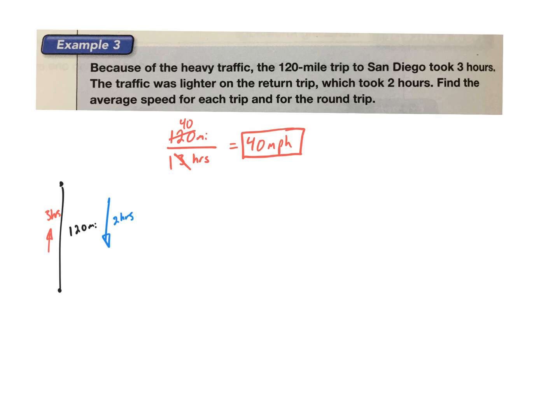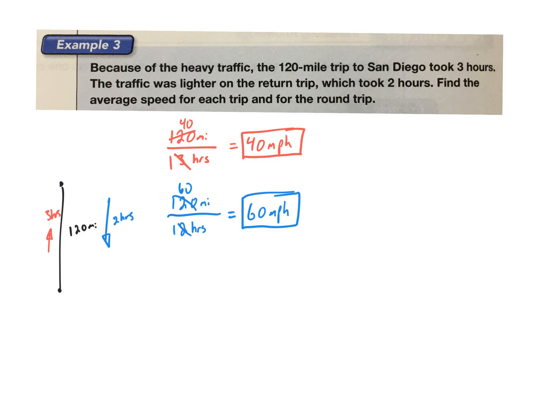Now on the way back, how far did he go? Well, still 120 miles. But this time it only took 2 hours. 2 goes into 2 one time and into 120 60 times. So it's going to be 60 miles per hour. So on the way there, 40 miles per hour. On the way back, 60 miles per hour.